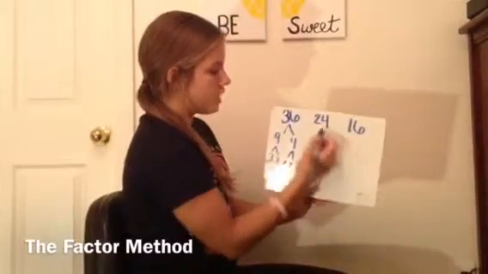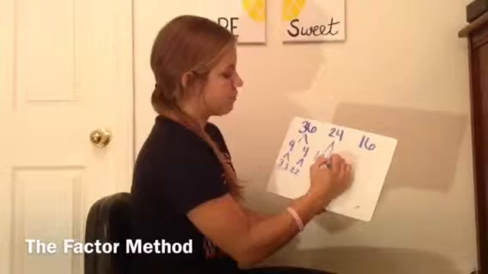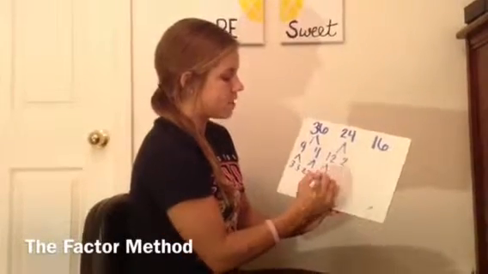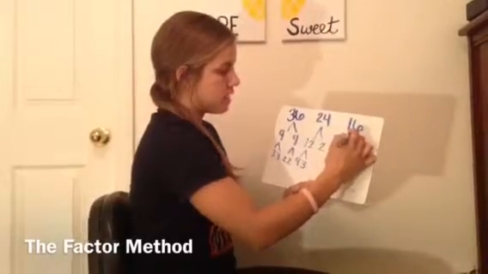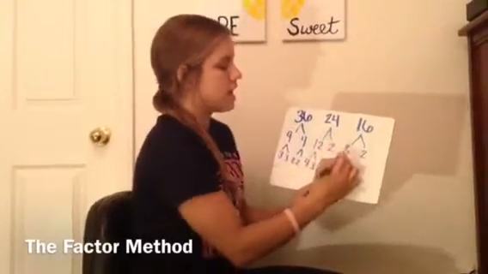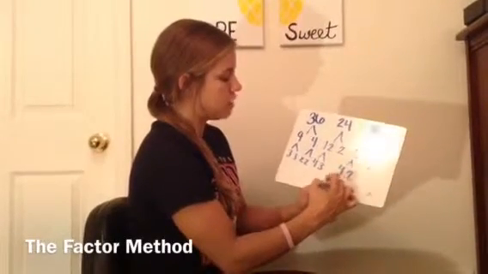So then you go to 24, and that would be 12 and 2. You break 12 down into 4 and 3. Next, you go to 16 and you break that down, and it would be 8 times 2. Then 8 can break down into 4 times 2. 4 can be broken down to 2 times 2.